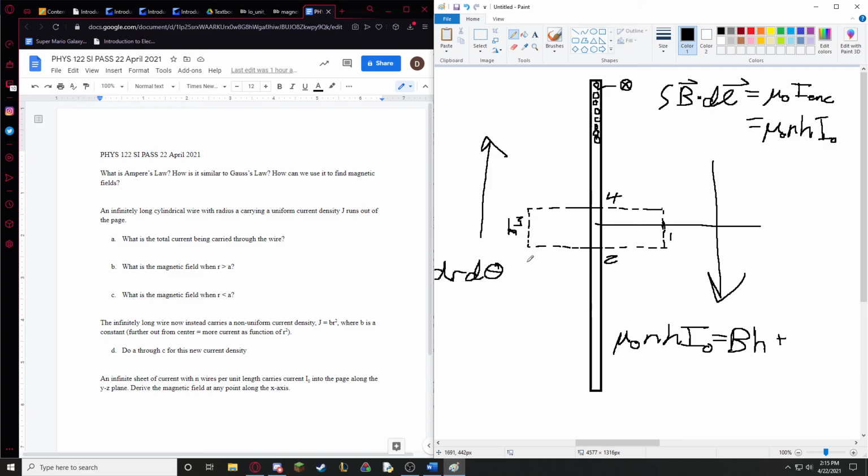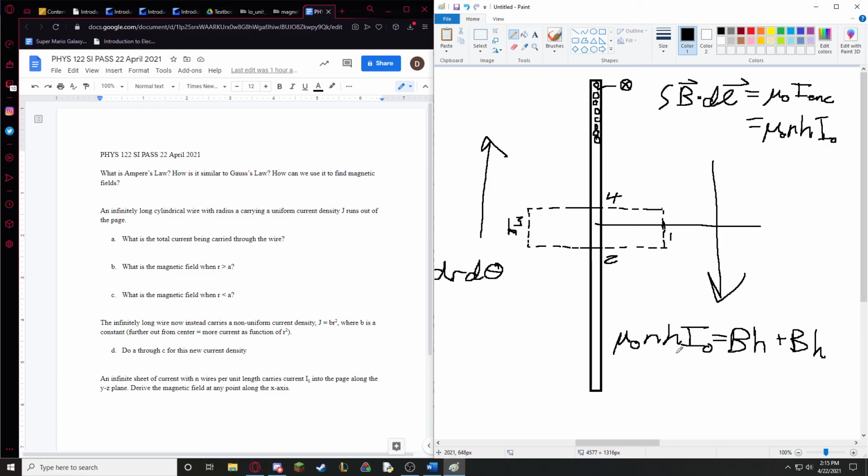And now for part 3, B, once again, is a constant, so it comes out of the integral. What's the integral of dl? It's the same thing, right? It's just h again. It's the same height. Yeah, I was just going to say L, but yeah, h. Exactly. So we have mu naught n h I naught is equal to 2Bh.